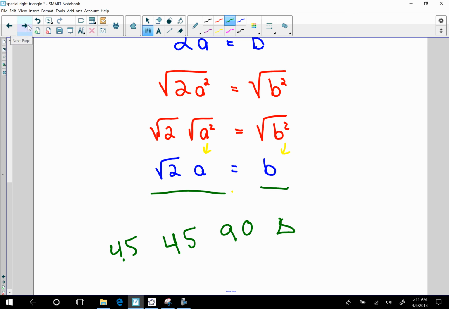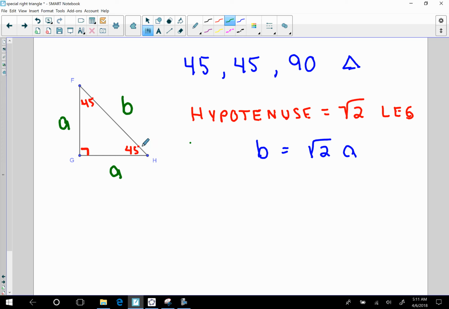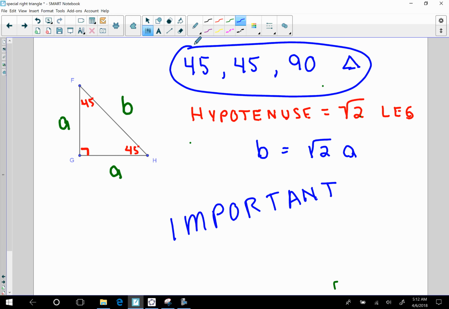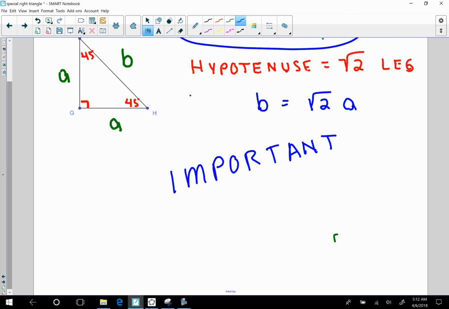I think on the next slide I have written these notes out, and indeed I have. The hypotenuse is square root of 2 times the leg. This is not very exciting, but this is important. Both of these special right triangles are important. Special right triangle number 2; special right triangle number 1 was the 30, 60, 90. So let's do a couple quick examples using this.